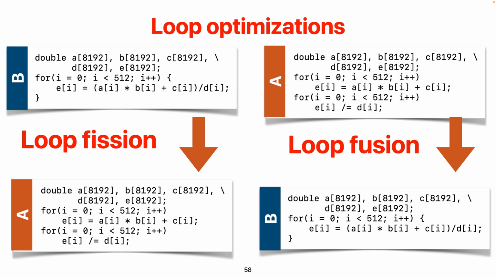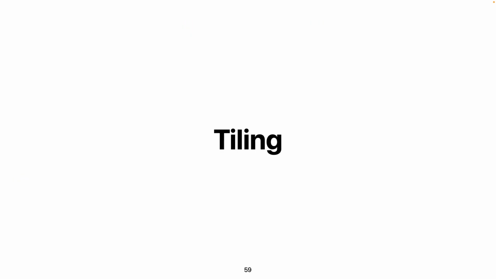But anyway, here's the thing for loop optimization: when to use fission, when to use fusion. That's something you, as a programmer, have to judge based on the underlying architecture. All right. So the next is probably the most relevant to your upcoming programming assignment, called tiling.